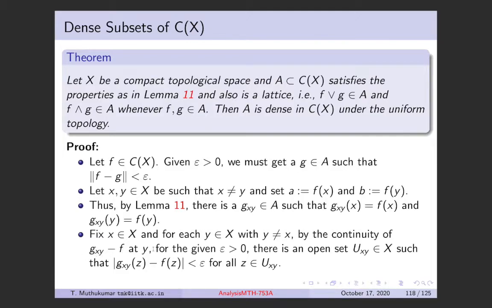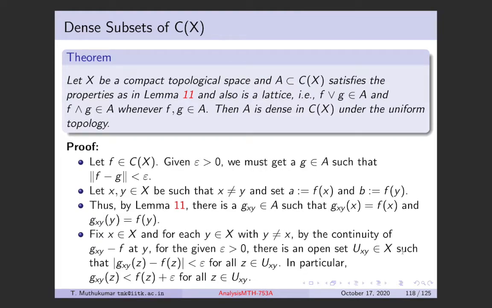By the continuity of this function, for any epsilon, you have an open set U_xy contained in X, so that for all elements of that open set you have this inequality, by the continuity of g_xy minus f. Okay, so this you can do for every y. So you actually have a collection of open sets indexed by y in X, and they will form an open cover for X.